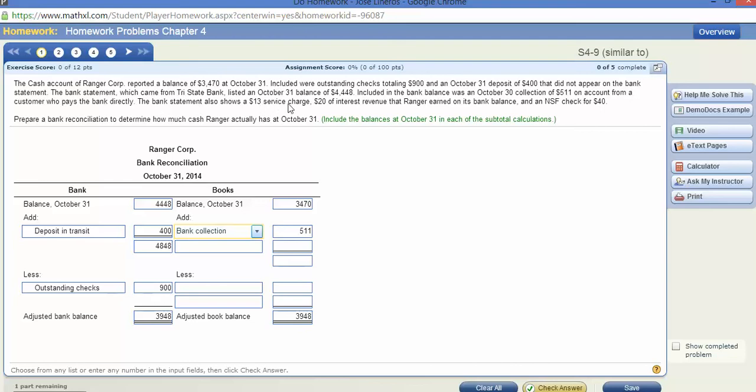The bank statement also shows a service charge. I want to skip this for a minute. Interest revenue of $20. Well, interest revenue, the only time that Ranger's books know how much interest has been earned at the bank is when the bank statement comes in. So the books do not know how much interest we're going to earn until we get the bank statement. We get the bank statement, we make an entry for it, we debit cash, we credit interest revenue. You have to make that entry. So let's go ahead and add that. Let's add our interest revenue of 20.